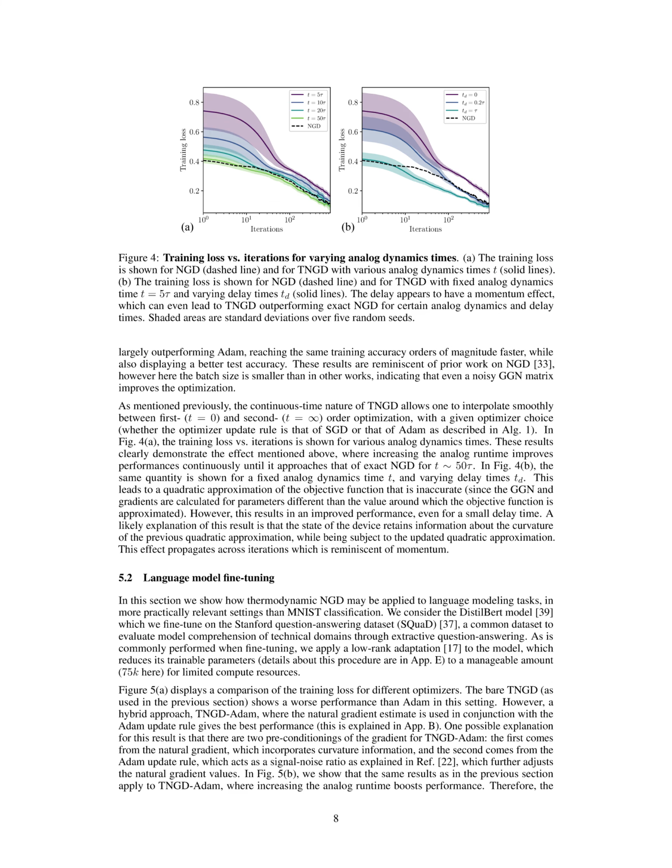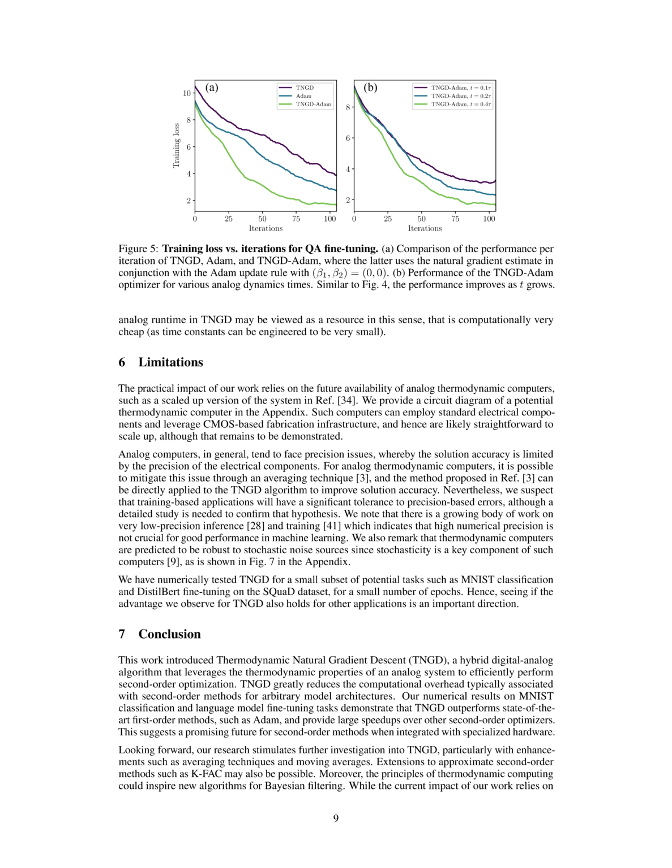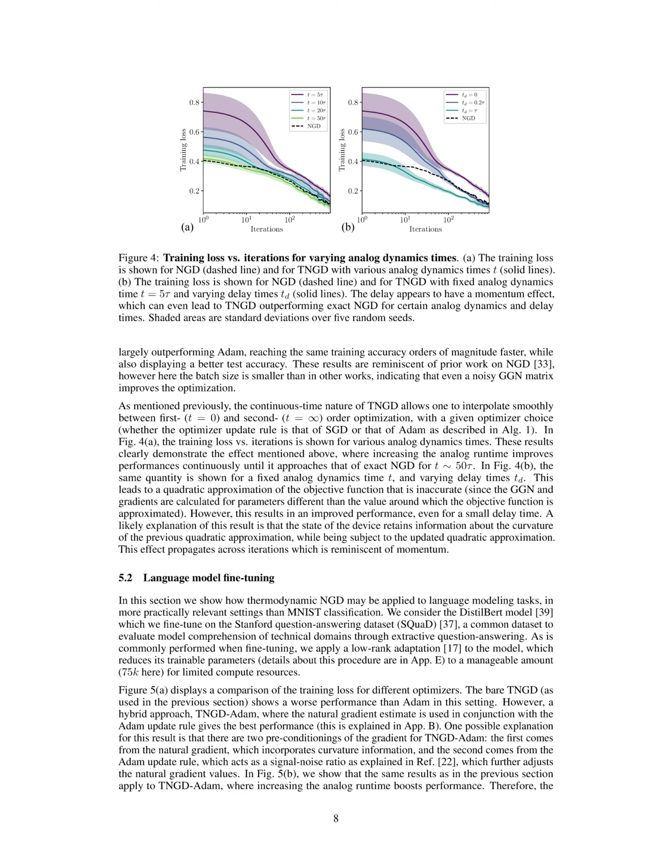Additionally, in language model fine-tuning tasks using the DistilBERT model on the SQuAD dataset, TNGD-ADAM, a hybrid approach combining the natural gradient estimate with the ADAM update rule, demonstrated the best performance among the tested optimizers. The analog runtime in TNGD was shown to be a crucial resource, with increasing analog runtime leading to improved performance in both classification and question-answering tasks. Overall, TNGD showed promising results in practical scenarios, indicating its potential to enhance optimization processes in machine learning tasks.